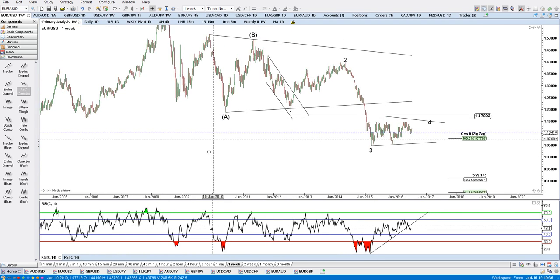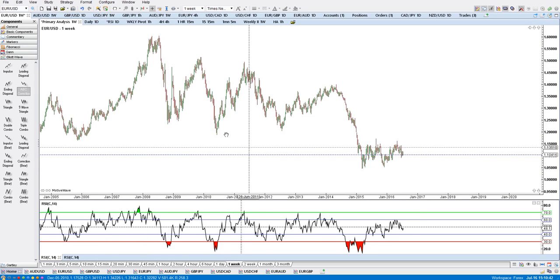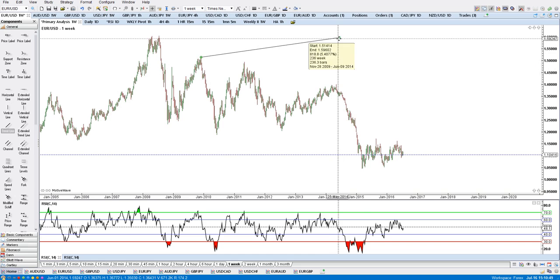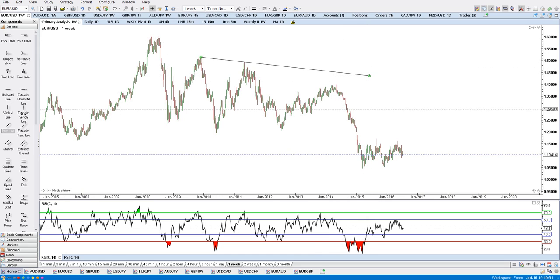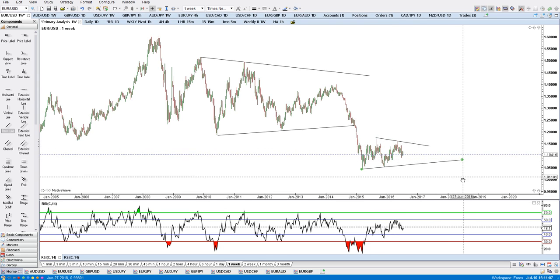Back to that weekly, I'm just going to get rid of all this. Oops, I didn't want to get rid of those lines. If we were looking at this as a triangle, this down here looks like a miniature of the other, except one's contracting and one's expanding.